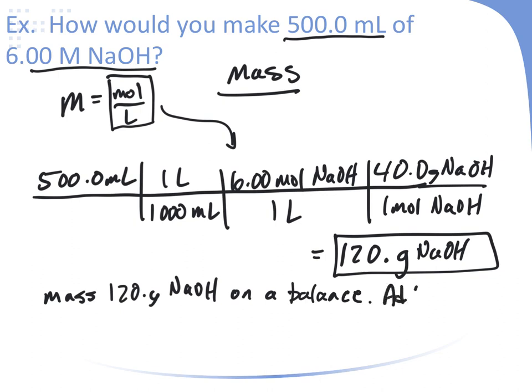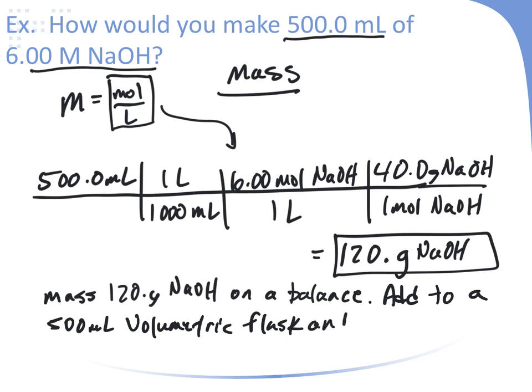We'll say add to a 500 milliliter volumetric flask. And let's say add distilled water, labeled as DH2O. Add DH2O to the etched line. I'm not sure this is exactly what was written in the PowerPoint, but it'll certainly work. This is what I would expect my AP students to be able to write.